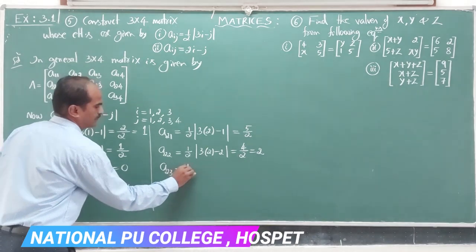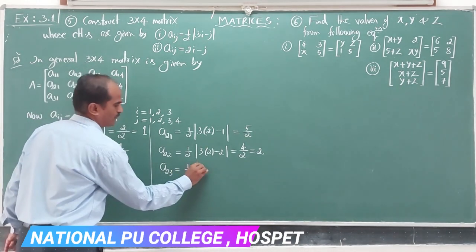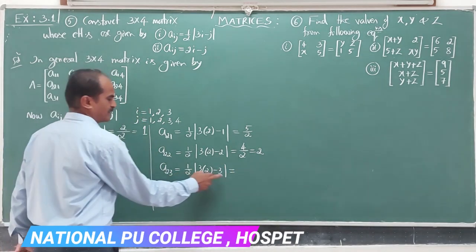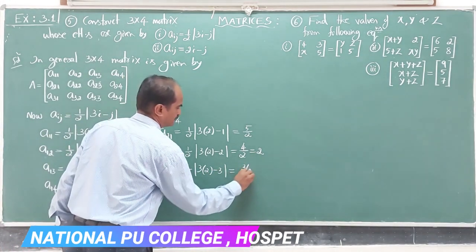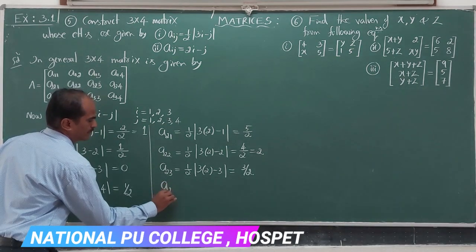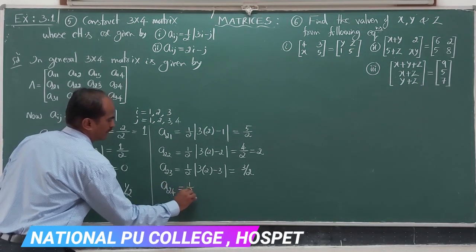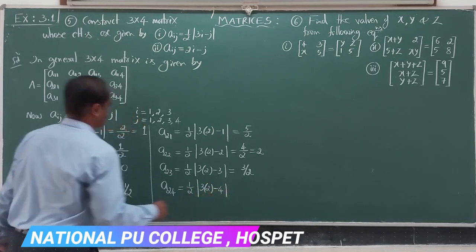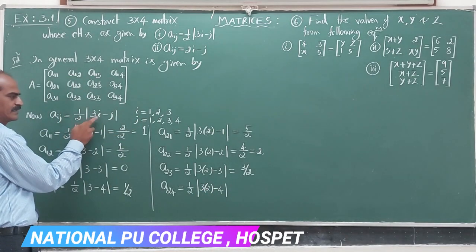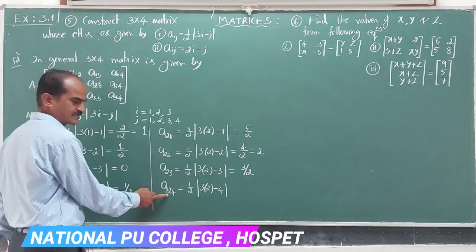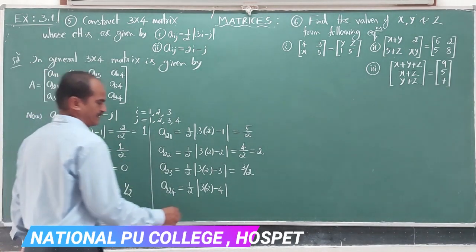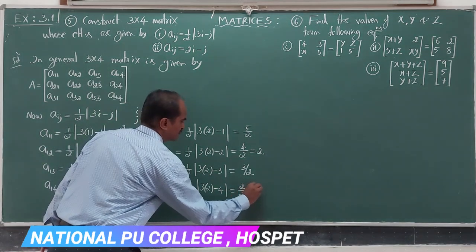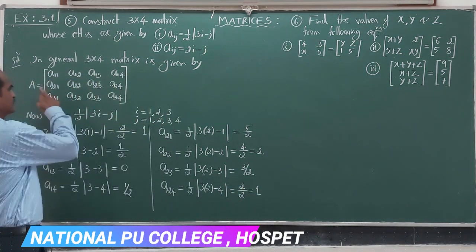A23 is half of modulus of 3 into 2 minus 3. That is 6 minus 3, 3. 3 divided by 2. Then A24 is half of modulus of 3 into 2 minus 4. We are using this formula repeatedly, 3i minus j. I is the first suffix, j is the second suffix. Now 6 minus 4, 2. 2 divided by 2, it is 1. So, we are ready with the second row elements.